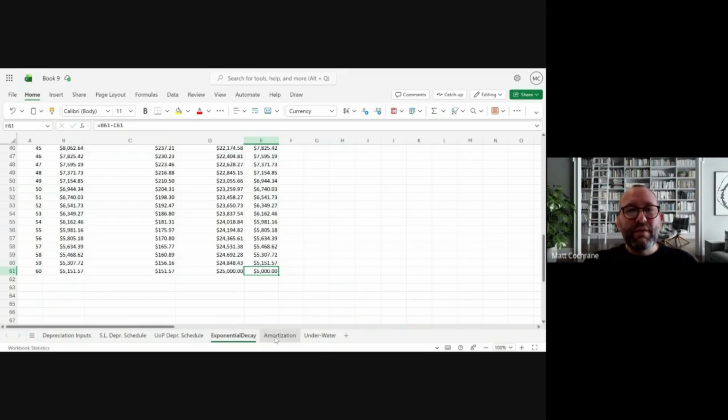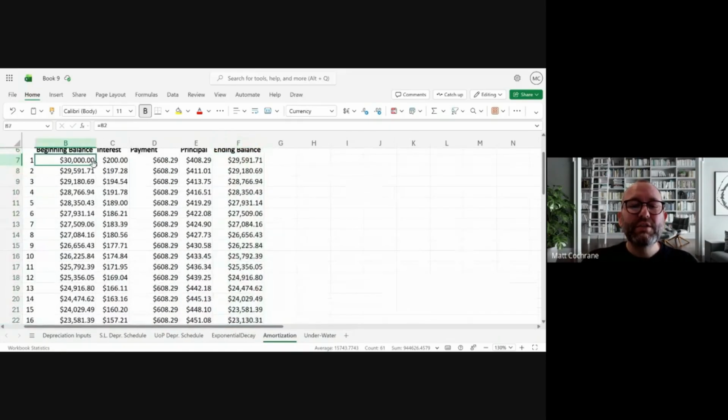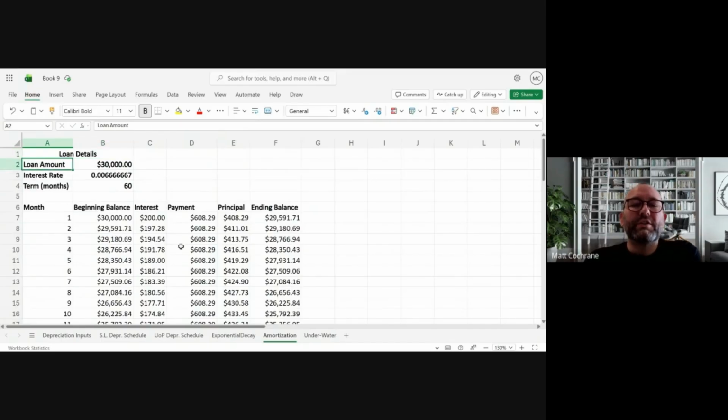So this concept of underwater, we need to look at the amortization schedule. And again, I'm not going to go through the entire process of how to build an amortization schedule there. There is another video for that. But essentially, you want to see how the loan changes over time. So we've got the $30,000 loan that we took out to buy the car. The interest rate here, we're assuming, is 8%. And we have to put it in monthly terms, so we divide it by 12. That gives us the 0.0066, et cetera. And the term is for 60 months.